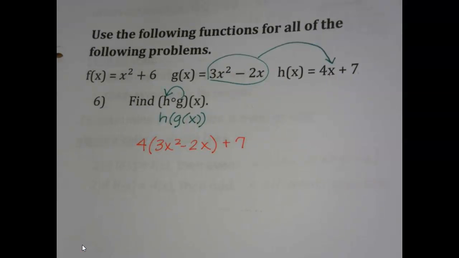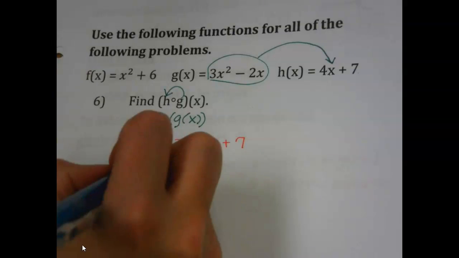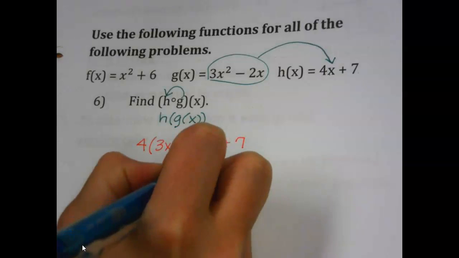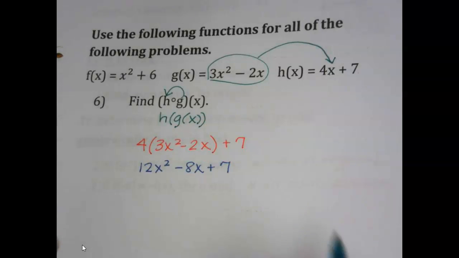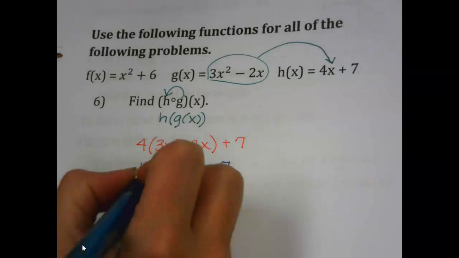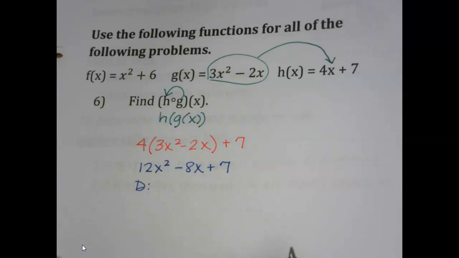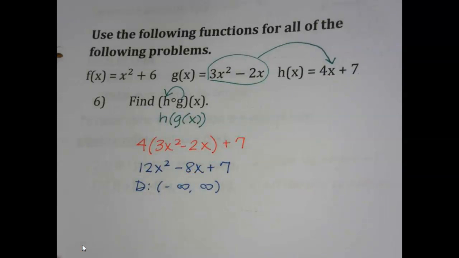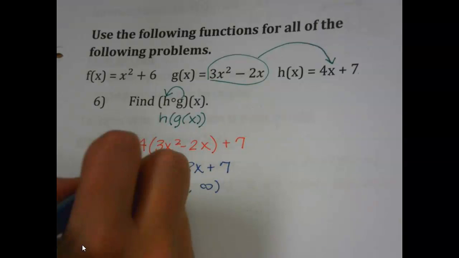And then we need to simplify. So distributing the 4, we get 12x squared minus 8x plus 7. Okay, then as far as domains go, because we're going to be talking about domains, this is a quadratic. Quadratics have the domain negative infinity to infinity.